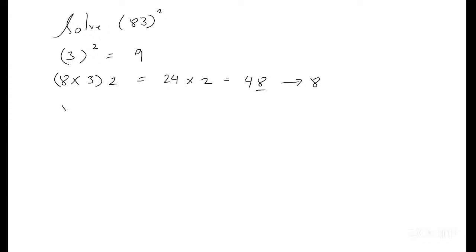Next step is to do the square of 8, which is how much? 64. Add the 4 of the previous step here. Then how much? 68. Okay. Then we'll write the final answer, which becomes 6889.